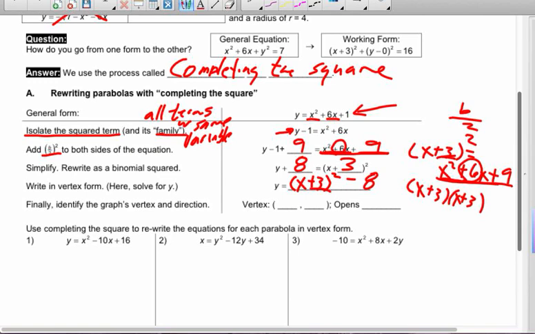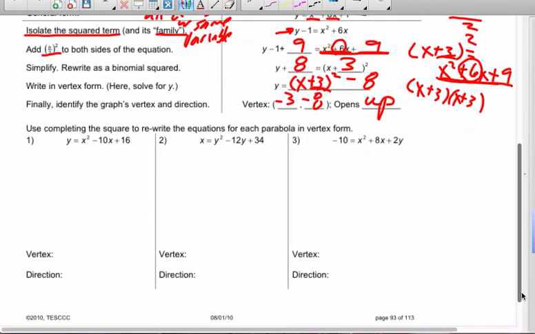All right, so now we're ready to go. We've got it in form. My vertex, this is my h, so it's going to be negative 3. This is my k, it's negative 8. And this thing, because it's y equals and my a is positive, it's going to open up. Okay, so now let's take a look at some more of these things down here.